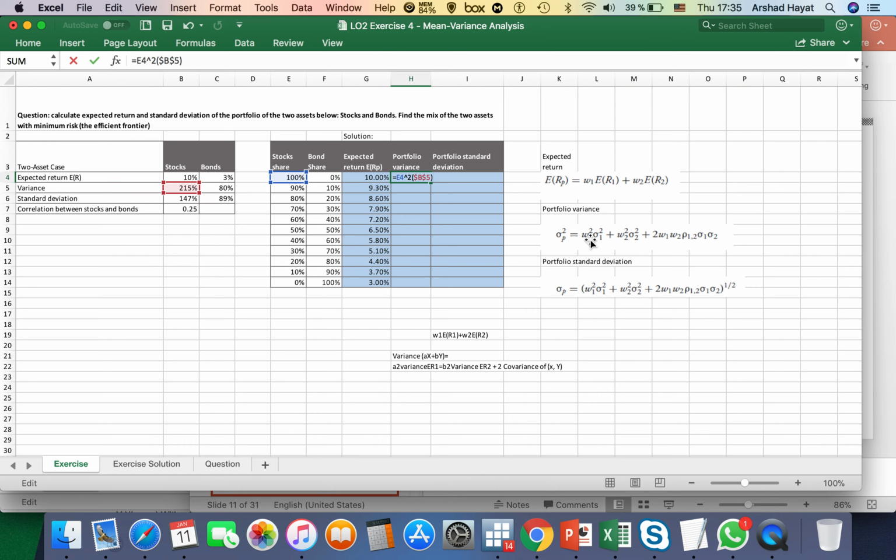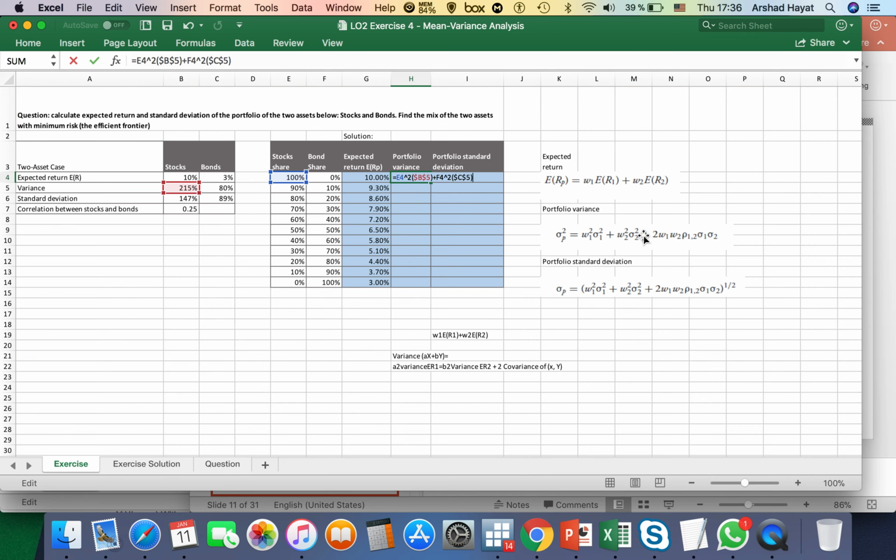So this is W1 square sigma 1 square, now plus W2 square. Now W2 square is this one, which is the share of bonds. Multiply this by W1 square, so we have to apply power, and now start a bracket. Now we want sigma square 2, that is the variance of stocks, of bonds. Again, we have to apply a dollar sign here.